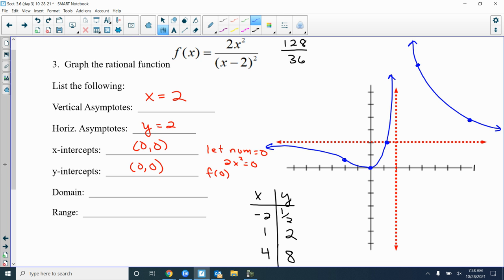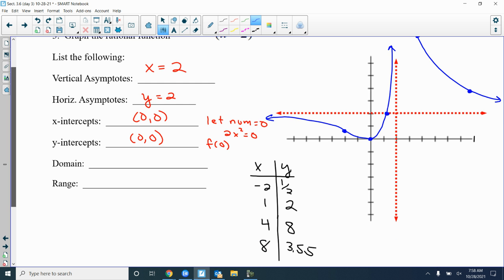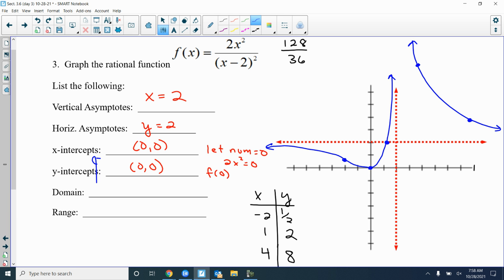And here's what I would do. I would say, all right, I'm not really sure what's going on. I'd plug in negative 10 or something further down the line to give me an idea where it's heading. But that's the case. All right, domain: everything but 2, right? Negative infinity to 2, union, 2 to infinity. Range. All right, as you look at that one, range, Ty Miller, what do you think?